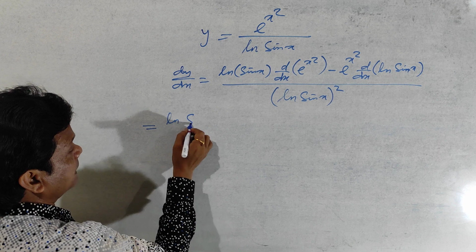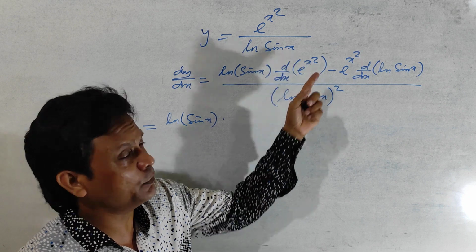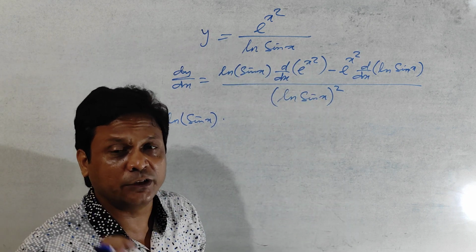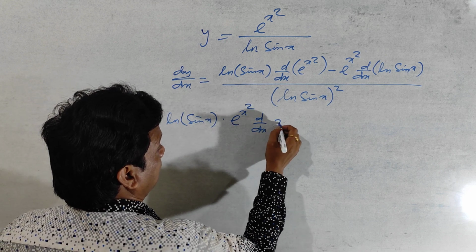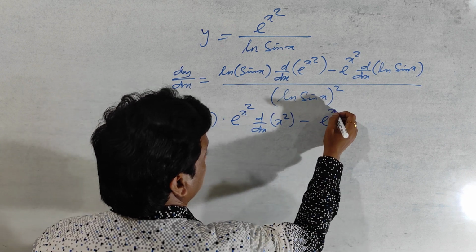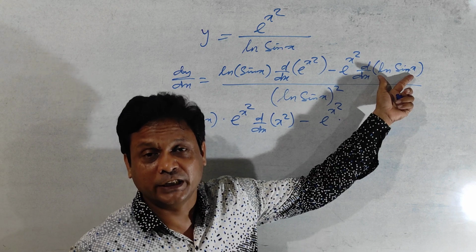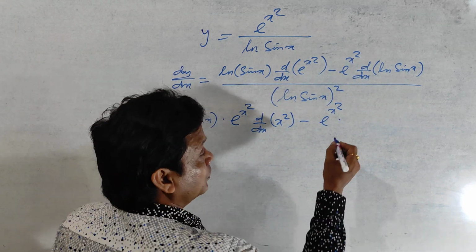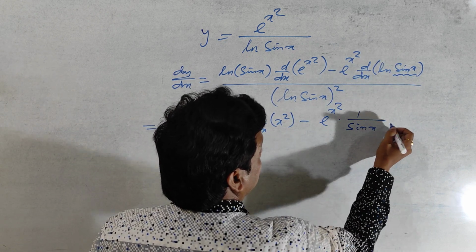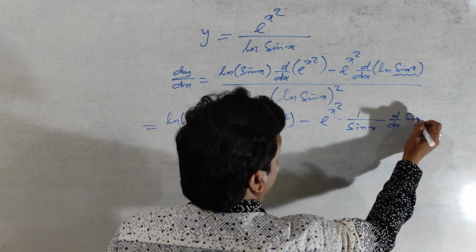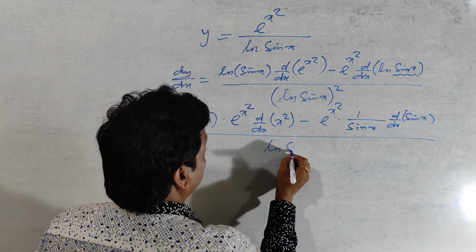See here, ln of sin x into e to the power x square. This is in the form of e to the power u, and the formula is e to the power u into the derivative of the power. e to the power x square into the derivative of the power, here the power is x square, minus e to the power x square, and here you want to find the derivative of this one. It is in the form of ln u, and the derivative of ln u is 1 by u du by dx. So here u is sin x, 1 by sin x into the derivative of sin x, whole divided by square of ln sin x.